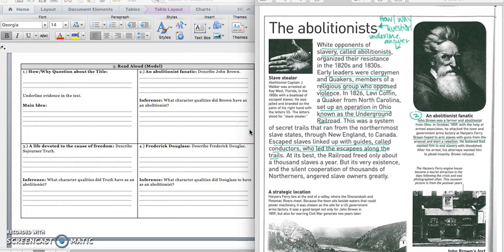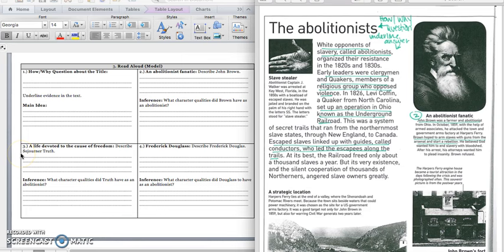What character qualities did Brown have as an abolitionist? And I could look in my homeschool journal on the character traits page to help me out. But I'm thinking if John Brown wanted to lead a rebellion, he's probably brave to start a fight with the government. And he was definitely determined in his efforts to end slavery. So I would write John Brown was brave and determined. Press pause to write down your answer and play when you're ready for box 3.